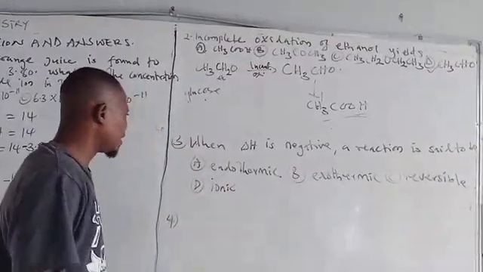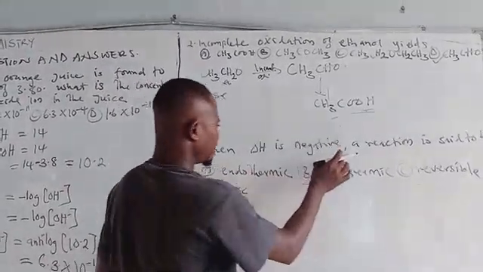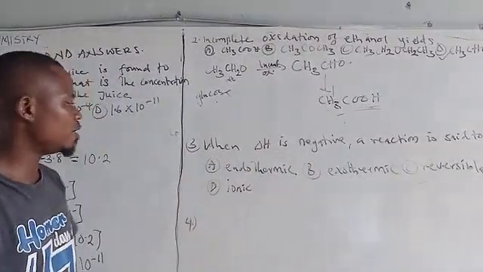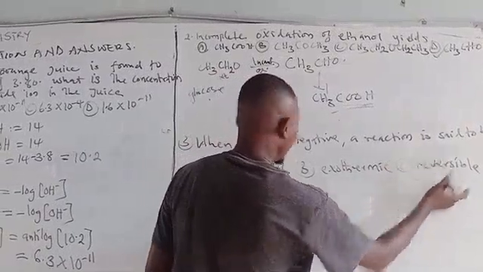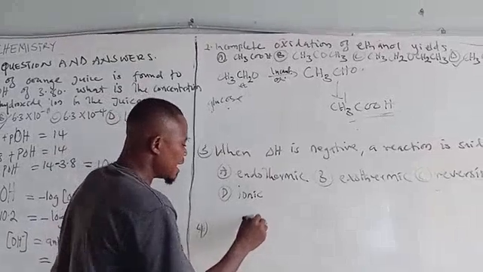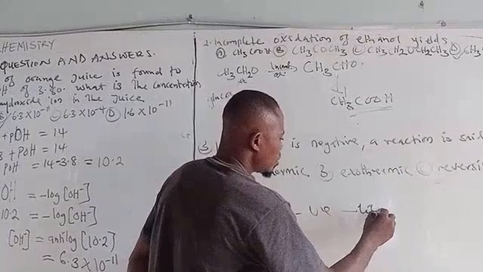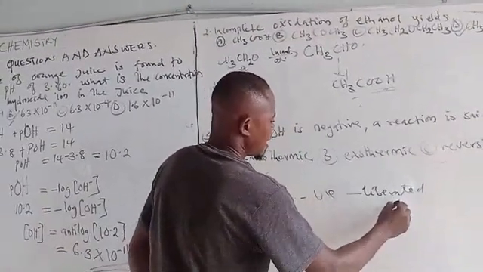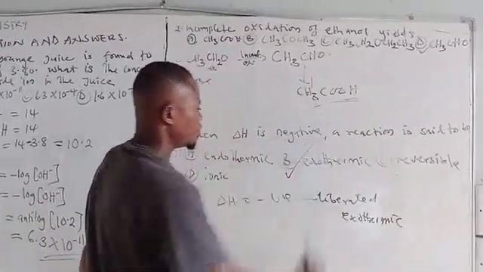Alright, question number 3. When enthalpy change is negative, a reaction is said to be what? A. Endothermic, B. Exothermic, C. Reversible, D. Ionic. Now, when it is negative, it means that heat will be liberated or given out to the environment, and that means it is what? An exothermic reaction. So the correct option is what? B.